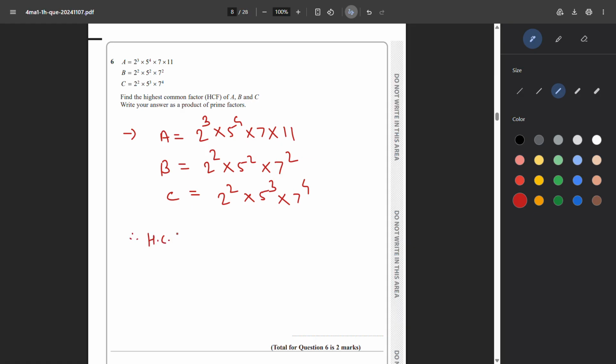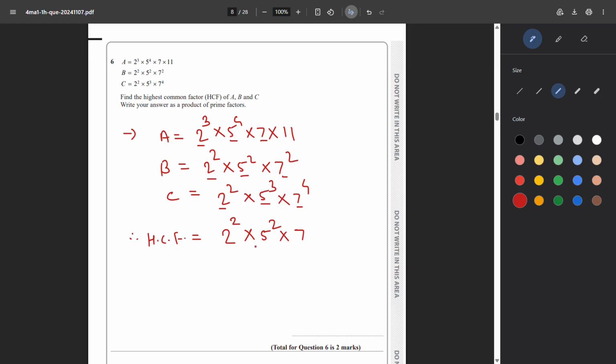Therefore, the highest common factor means we have to consider common values in all 3 points A, B, C. You can see here 2 square is common. Here we have 2 cube, so 2 square we can easily take common. In B and C also 2 square is there. So initially I'm writing 2 square times 5. 5 cube includes 5 square, and 5 raised to 4 also includes 5 square, so the minimum value will be 5 square, and times 7. In A we have only 7, in B we have 7 square, so 7 is already included. Similarly in C we have 7 raised to 4, so only 7 you have to consider.